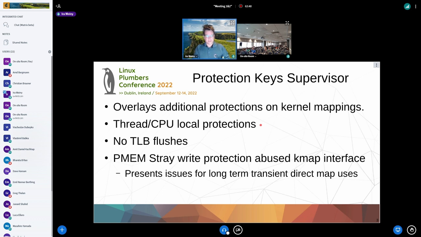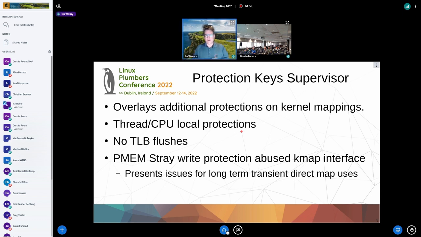The protection keys that I was working on did additional overlay protections on kernel mappings. And this was a thread local CPU protection. And one of our use cases, and this is a really quick way to change permissions on massive amounts of pages without doing TLB flushes. It's a really slick feature. But one of our use cases that I was striving for was something called persistent memory stray write protection. And for those of you who don't know, persistent memory can map a large amount of space. And we were basically abusing the KMap interface to get users within the kernel to be able to turn on and off these protections without having to modify every file system or any driver that was potentially mapping a persistent memory page.